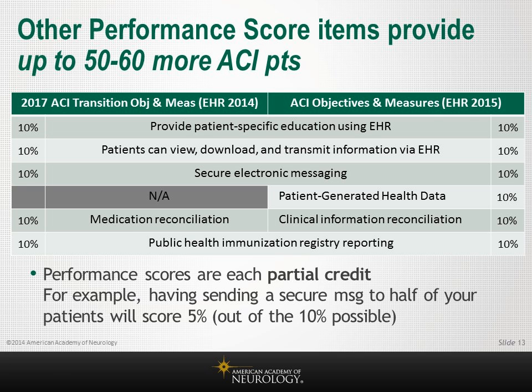Now, the partial credit you receive for each of these 10% ACI scores you see on the far left and far right column are partial credit. So for example, in row 3, secure electronic messaging, if you have 1,000 patients in your practice for your performance year, and 500 of them, 50%, can send a message to you, a secure message, then that's 50%, and you will score 5% of the 10% possible. In this way, you can get partial credit from your performance score items. And the items on this slide show 50 to 60 more ACI points available.